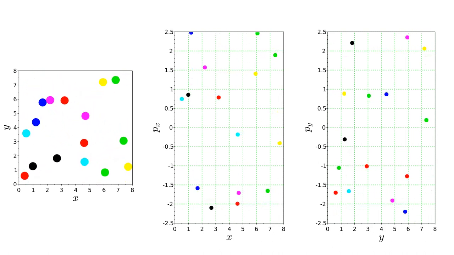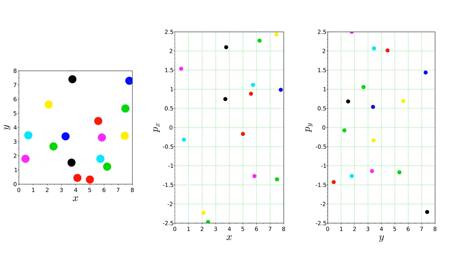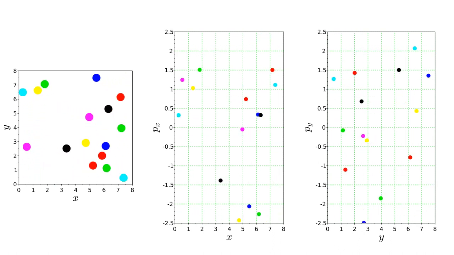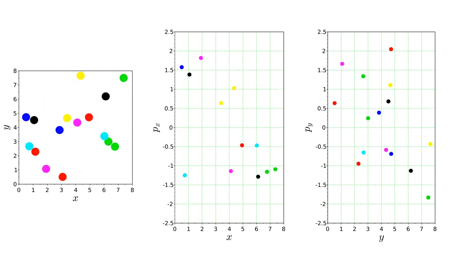If we plot the phase space trajectories for all 16 balls, the plots get quite busy. Nonetheless, at any instant, these plots represent the complete dynamical state of the system.